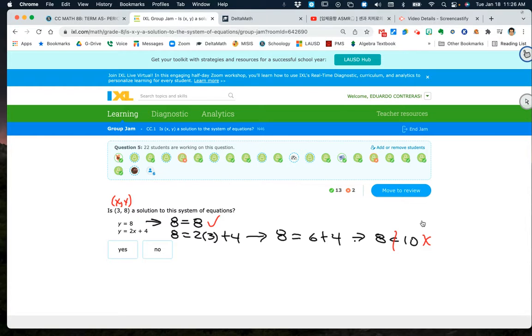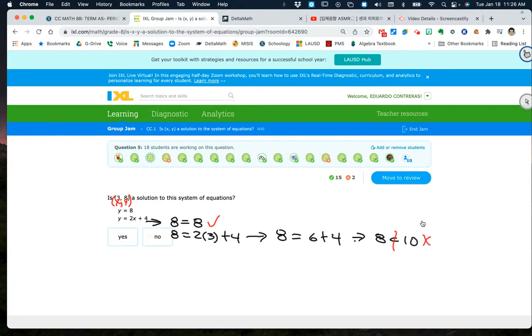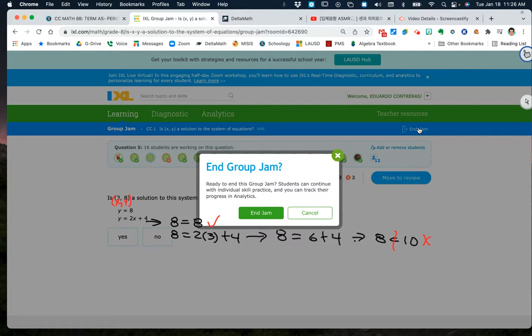Okay. All right. So I wanted to give you a little more working time to this, but it's going to be better than nothing, I guess. All right. So we're going to stop the group jam here. Get your digs in. It should be a no. Going once, going twice. We're going to end the group jam. And okay, let's just end it here.